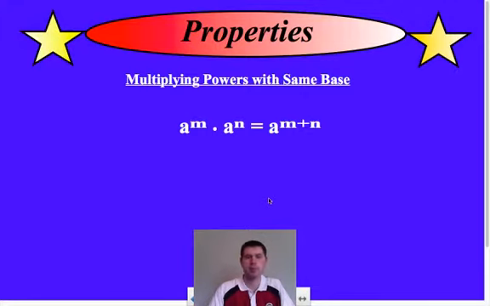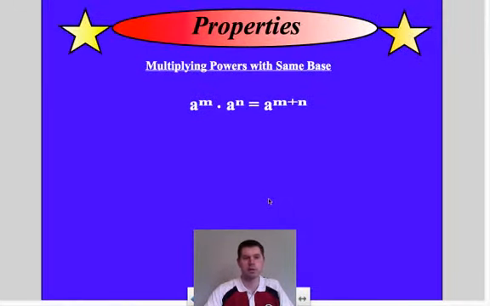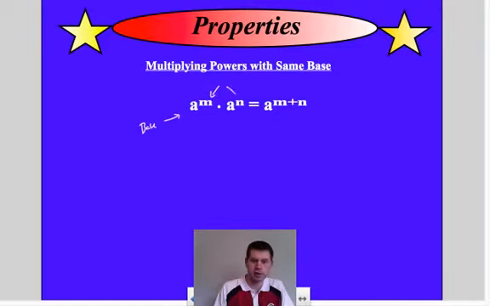Okay, so the first property we're going to look at is multiplying powers with the same base. So we're going to be adding and adding and adding. We've already talked about negative exponents and the zero exponents. So now what we're saying is same bases. We have to dissect this. You have to understand that the a in this case is your base. The m and the n are your exponents.